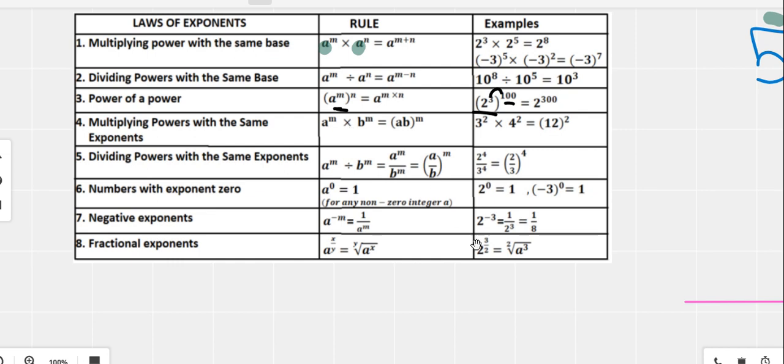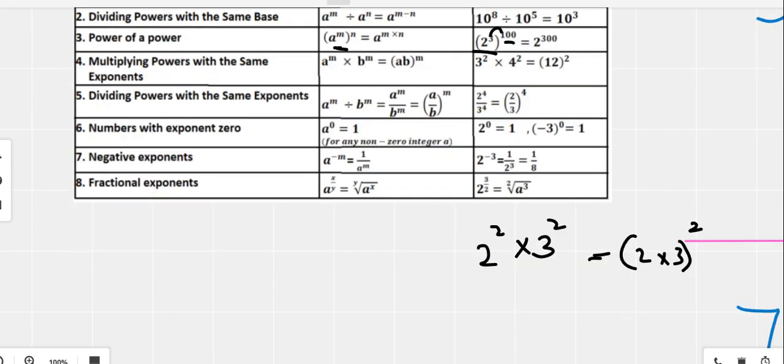For example, they gave us 3 square times 4 square, their powers are the same. You can just write the power outside of it, and then you can times the 3 times 4, which is 12. So if you look at another example, I can write here 2 square times by 3 square. So we can write here 2 times 3 to the power of 2, which is 6 square.